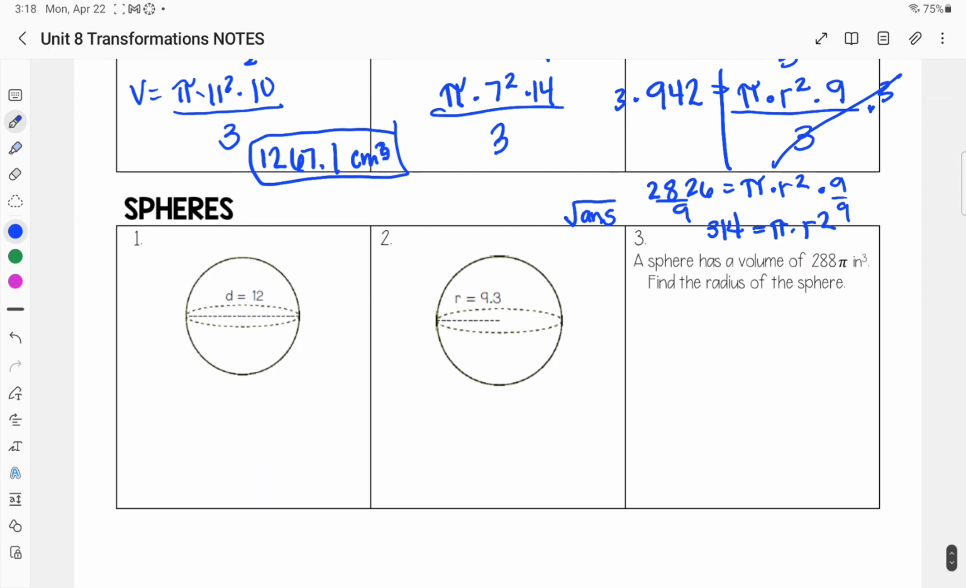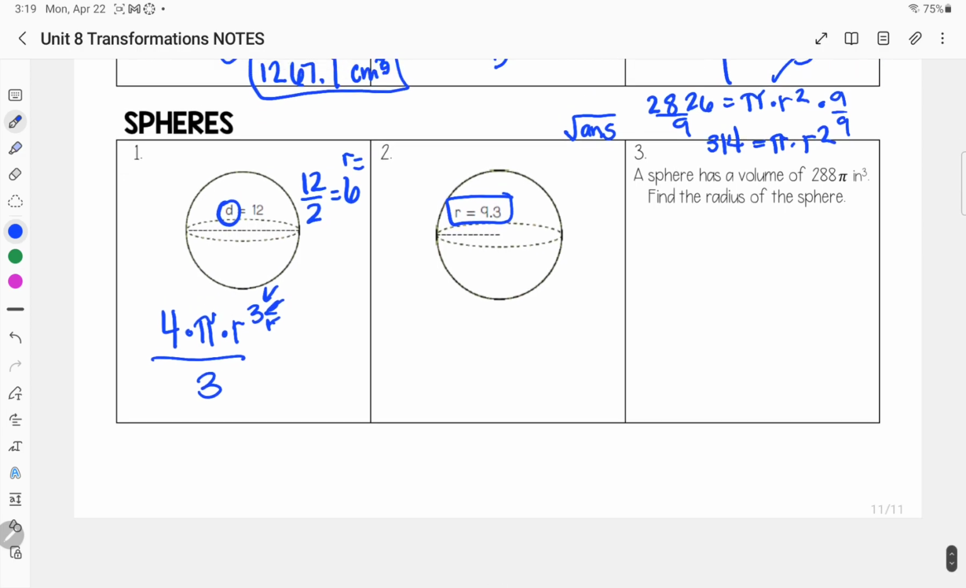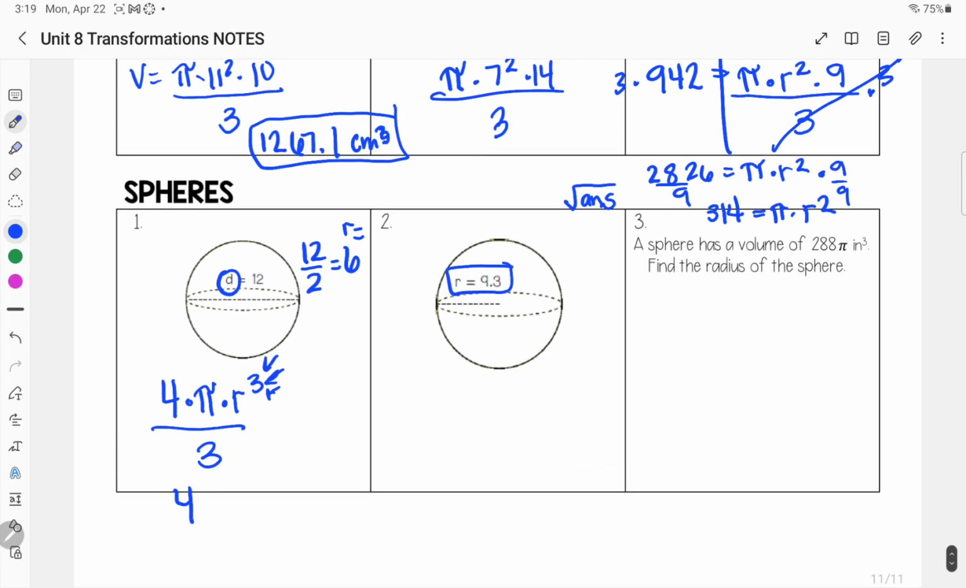All right, our next one, again, this one we only need one thing, which is our radius. So this is my diameter. So I need to do 12 divided by 2, which is 6. This is my radius. So I do 4 times pi times radius cubed. Do not forget this is cubed. And then we divide it by 3. So I have 4 times pi times radius cubed divided by 3.